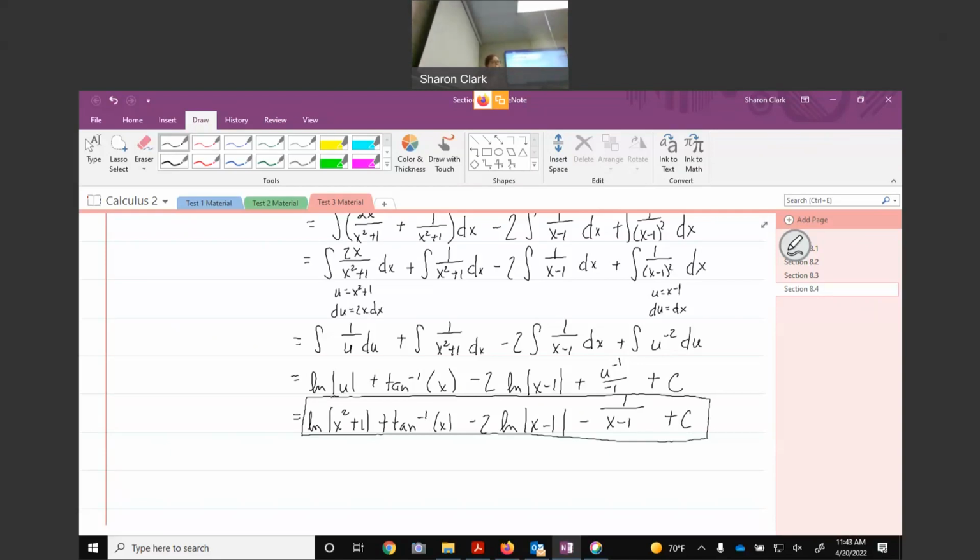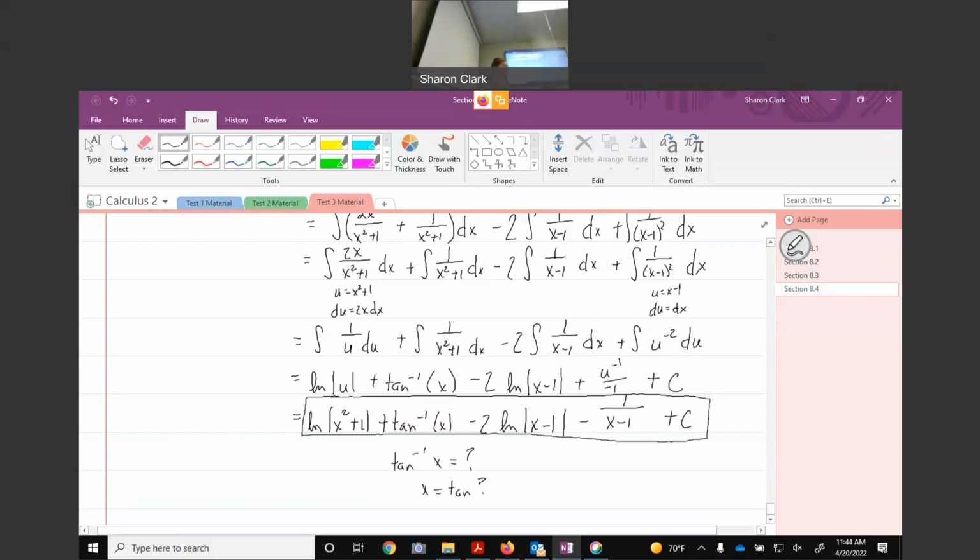Is inverse tangent of x equal to something? Inverse tangent, no, that means that tangent inverse x equals something. So x equals tangent of that something. That's what that means.